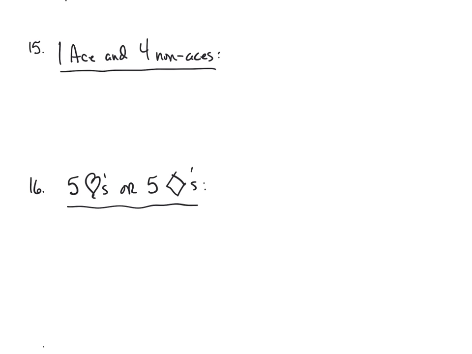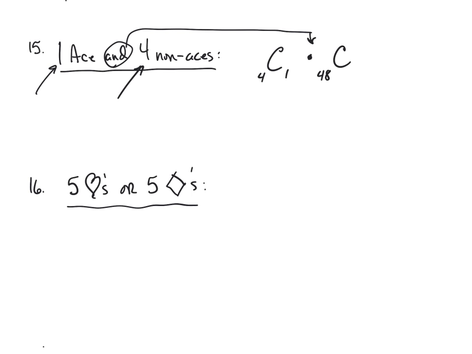Number 15 is again an and problem. So we're linking multiple events. So the operation with and is multiplication. All right, and again, 2 events. The events are picking 1 ace and then picking 4 non-aces. All right, well, how many aces are in a deck of cards? 4. And how many are we being asked to select or pick? 1. And then how many cards in a deck are non-aces? Well, that would be 48. And how many are we being asked to select there?